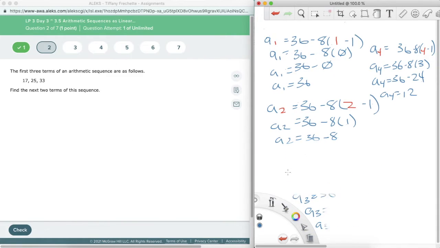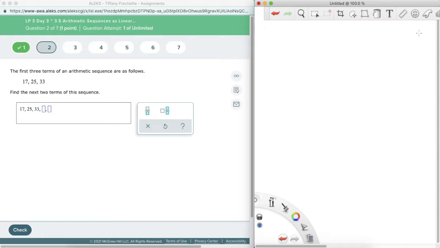All right, let's get rid of all that. Okay, so now here's the first 3 terms of an arithmetic sequence. Remember, adding or subtracting. And we have 17, 25, and 33. Find the next 2 terms of the sequence. So we need to figure out, okay, what is it changing by each time? I know my starting is 17, and my next number is 25, and my next number is 33. So I need to know, what am I increasing by when I go from 17 to 25? Well, I'm adding 8 there.